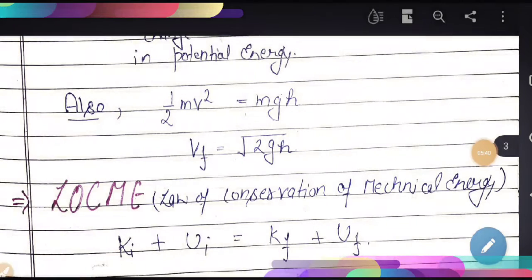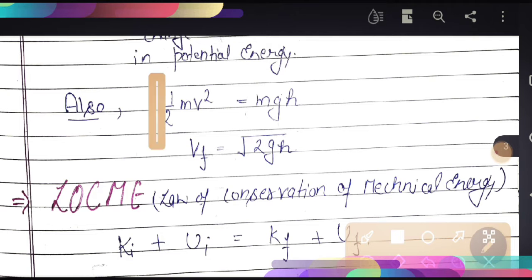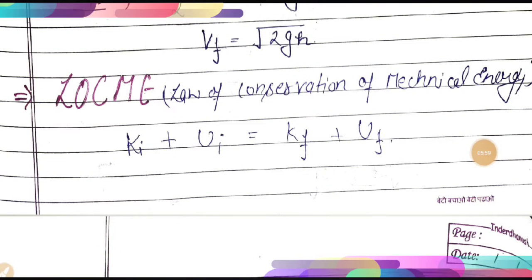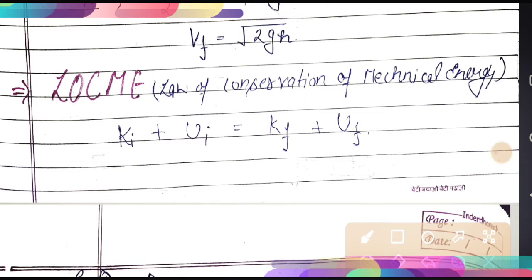Now if the body is dropped from some height, its final kinetic energy would be equal to its initial potential energy. So from here we can find out the value of the final velocity of the body by this equation. Next, the law of conservation of mechanical energy, which states that K initial plus U initial is equal to K final plus U final. Guys, what it means is the sum total of initial energies equals the sum total of final energies in a body.